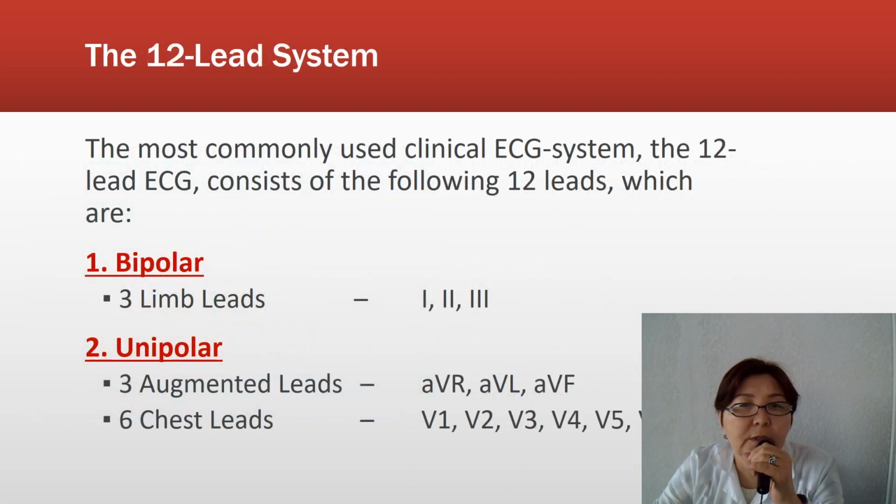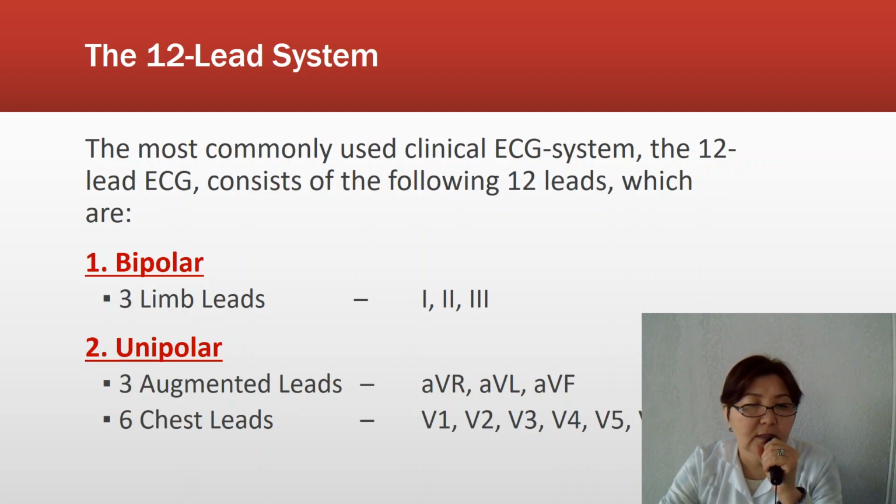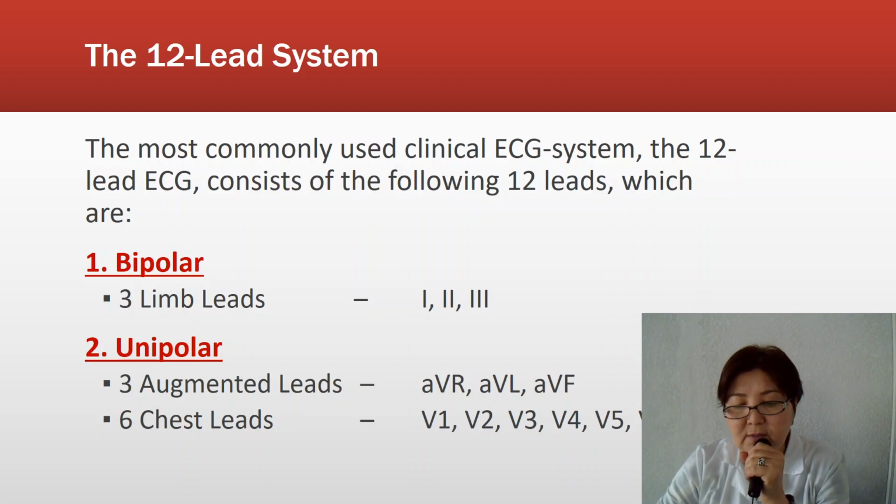The most commonly used clinical ECG system, the 12-lead ECG, consists of the following 12 leads. The bipolar leads consist of 3 limb leads, first, second, and third, and the unipolar leads consist of 3 augmented leads, AVR, AVL, and AVF, and 6 chest leads, V1, V2, V3, V4, V5, and V6.